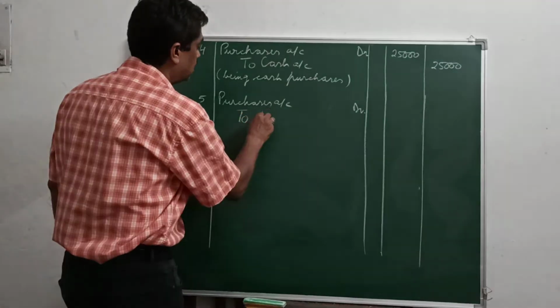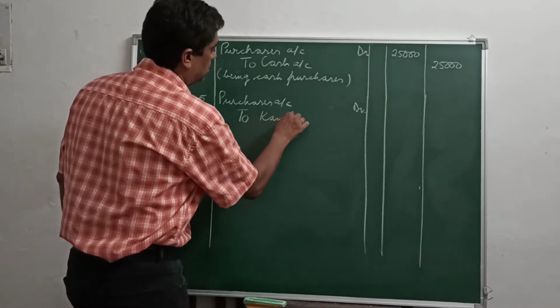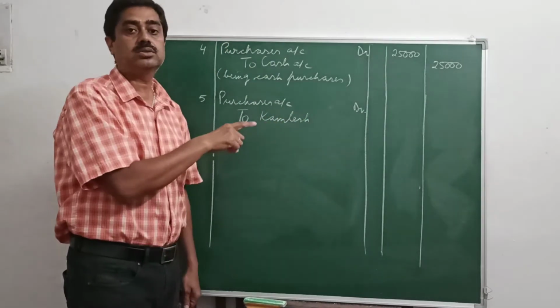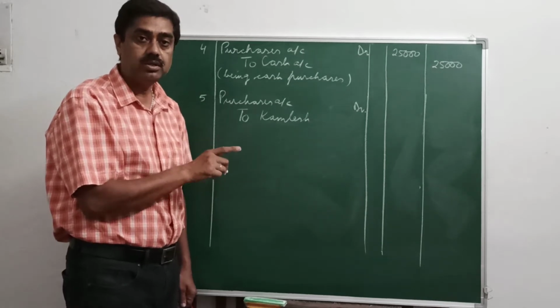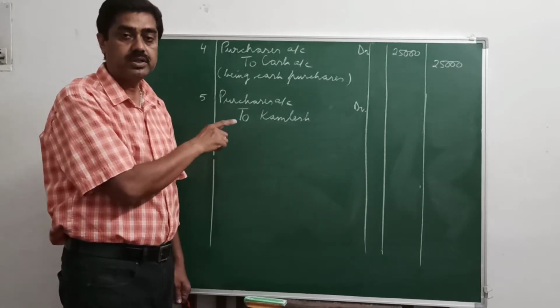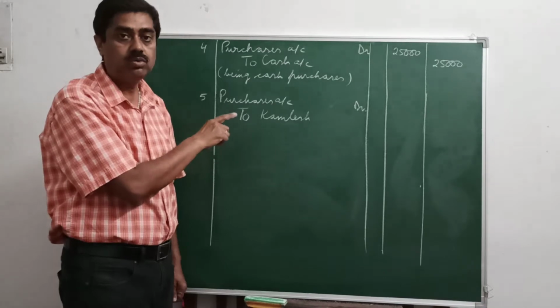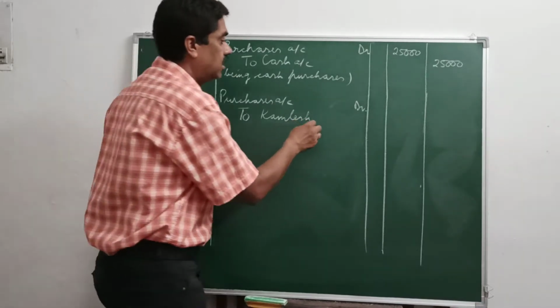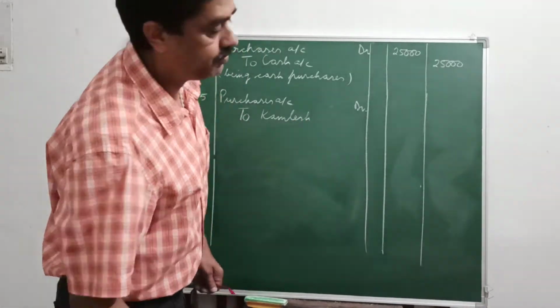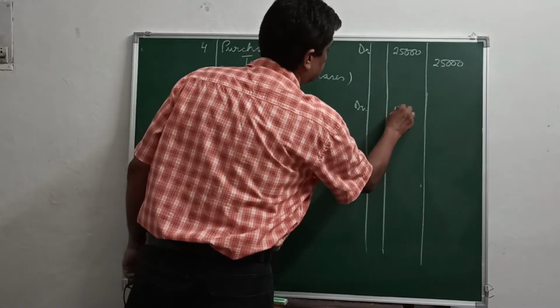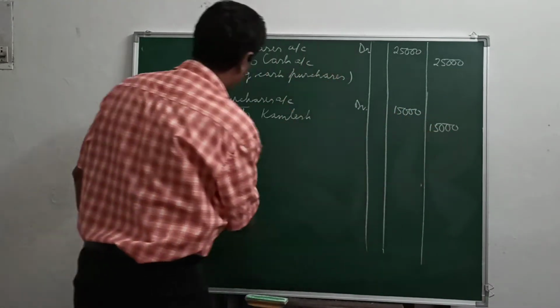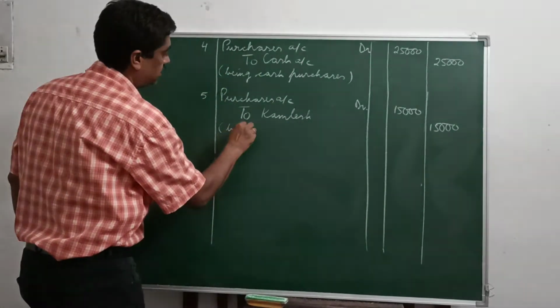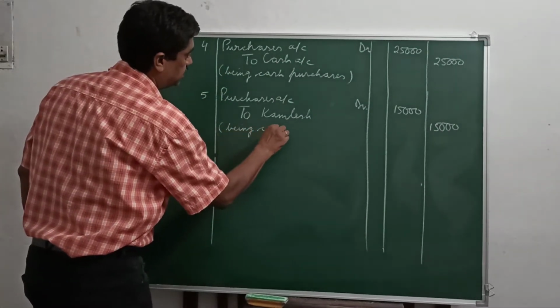So to Kamlesh. Now note here, we don't say to Kamlesh's account, we don't write account in ISC, it is only allowed in CBSE board. So you will just write to Kamlesh, account will not be in front of the name, and the amount is 15,000. Being credit purchases.